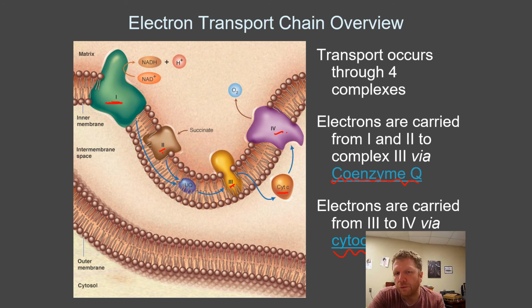Now, the difference between these two intermediaries is that coenzyme Q is within the lipid bilayer, so it's within that membrane, whereas cytochrome C is within the inner membrane space, on the interior of the mitochondrial membrane.